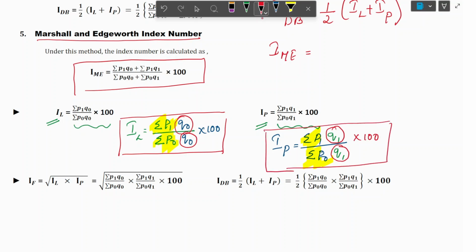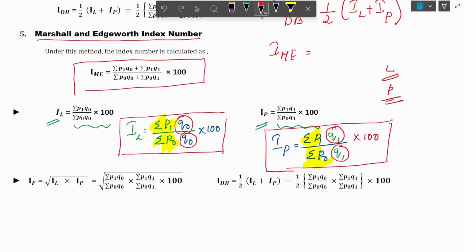Then you never make a mistake. IL, then comes IP. In alphabetical order, you can just think IL comes first and then P. That is the Laspeyres index number and P is the Paasche index number. This is the formula for IL and IP. IP is sigma P1 Q1 divided by sigma P0 Q1 into 100.